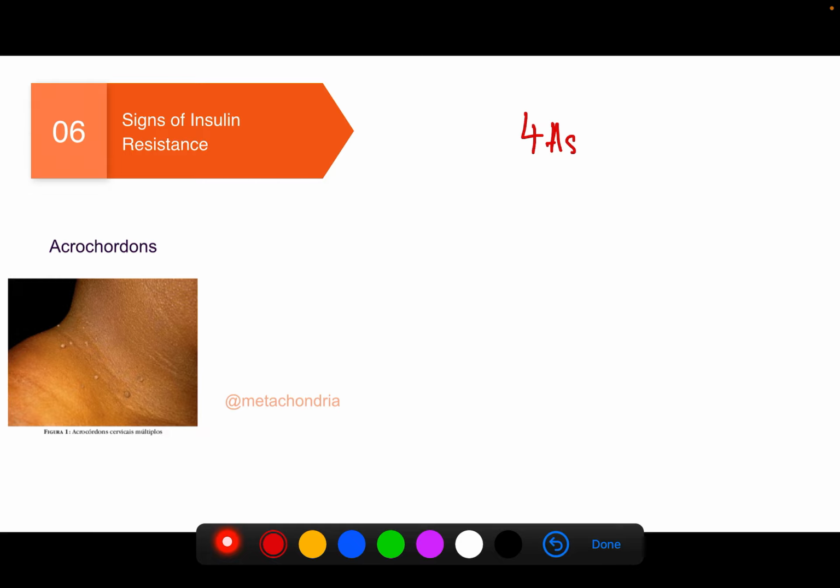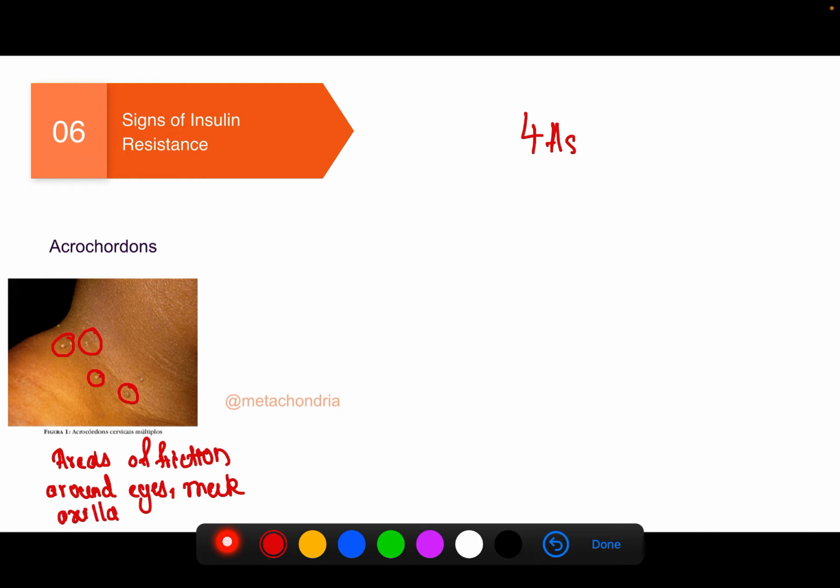If you see an obese patient, there might be, can you see this in the image? These are the skin tags. This is a sign of insulin resistance. These are present in the areas of friction. So in the OPD, you can see them around the eyes, in the neck, and in the axilla. In the OPD, you can look for acrocordons or skin tags in these areas.